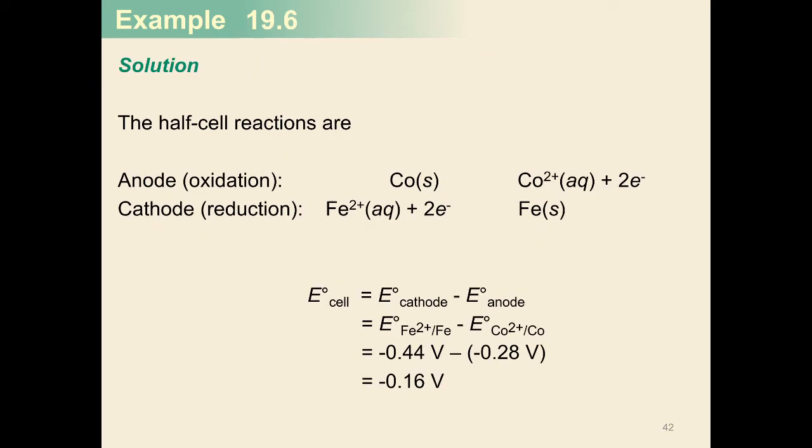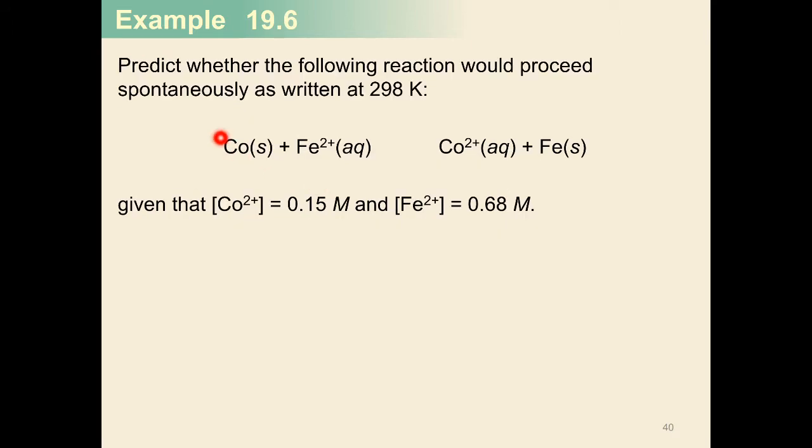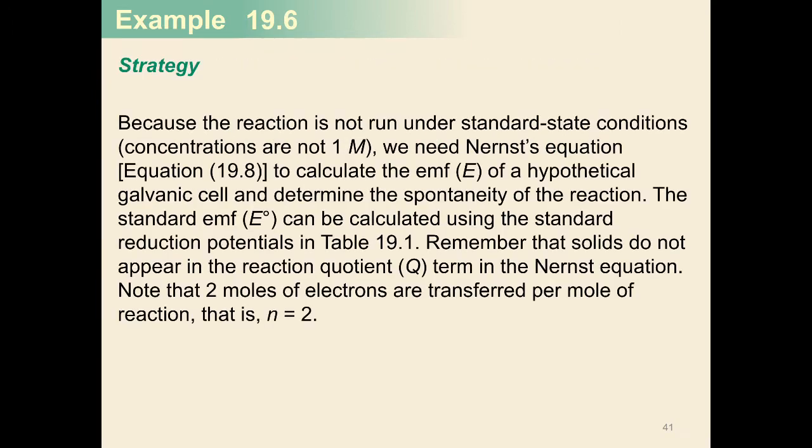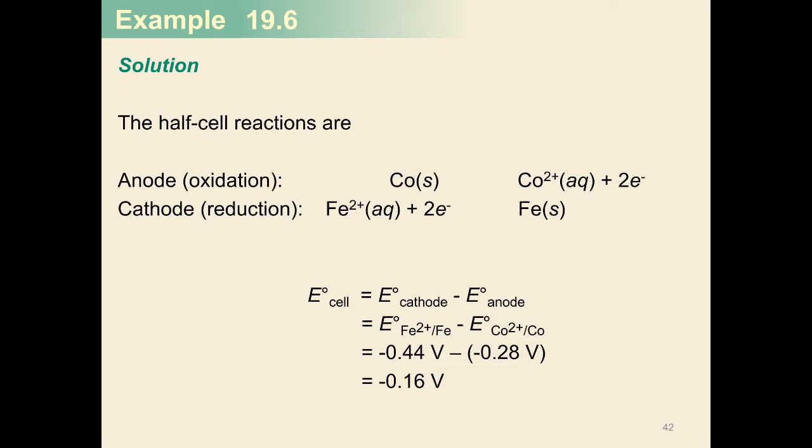So we identify from the reaction that cobalt is oxidized, iron is reduced. From the table, we have the oxidation as cobalt and the reduction as iron. So from the table, using cathode minus anode, we have 0.44 for the iron and negative 0.88 for the cobalt. So E cell is negative 0.16 volts.